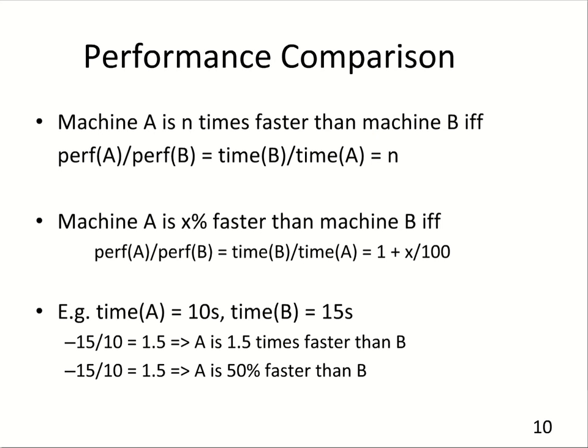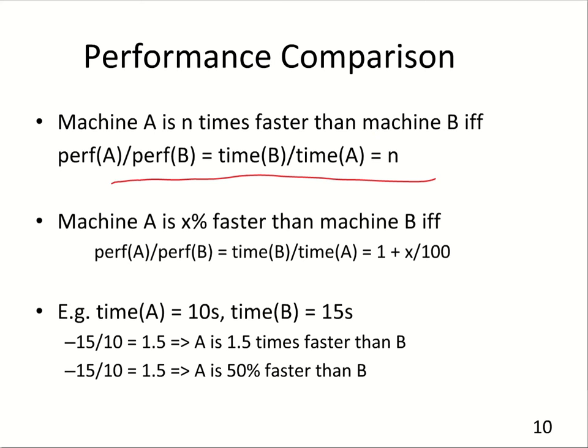If we want to do performance comparisons of systems, for example, like we have a machine A and a machine B, we can basically say that machine A is n times faster, or sometimes we abbreviate the times as an x, nx faster than machine B, if and only if the performance of A divided by the performance of B can also be expressed as the time of execution on B divided by the time of execution on A, because performance and time are inversely related. That would be then equal to this ratio n.